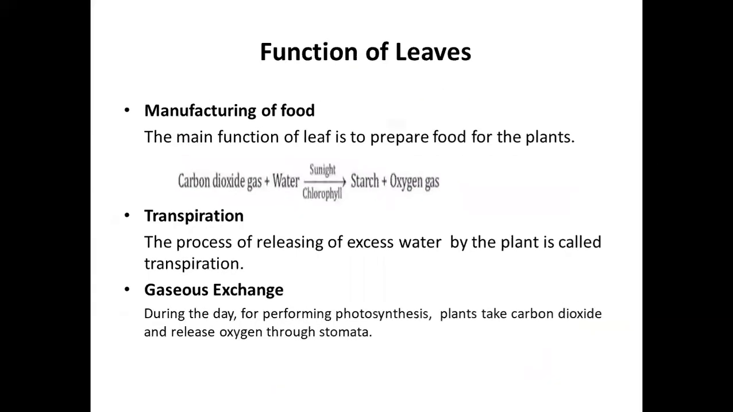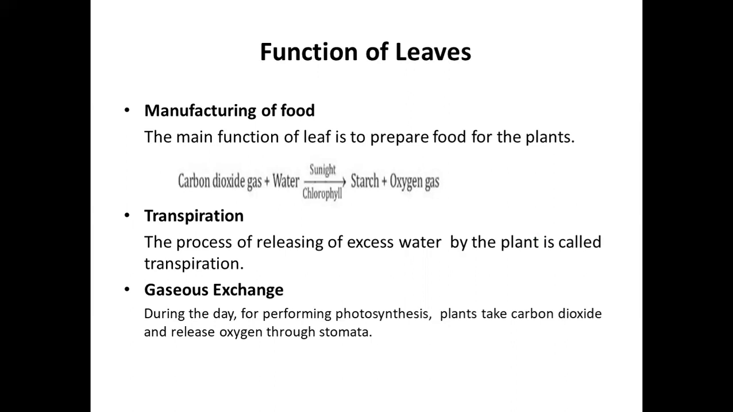Then the next topic is functions of leaves. We know that in the chapter, these three main functions are mentioned here. The first one is manufacturing of food, and simply we call the process photosynthesis. The next one is transpiration. And the third one, the last function, is gaseous exchange.